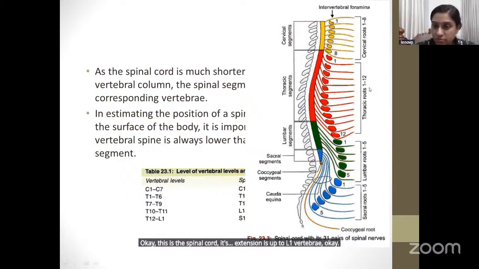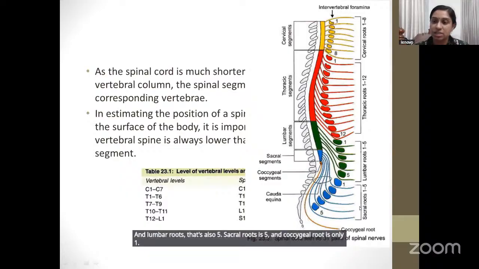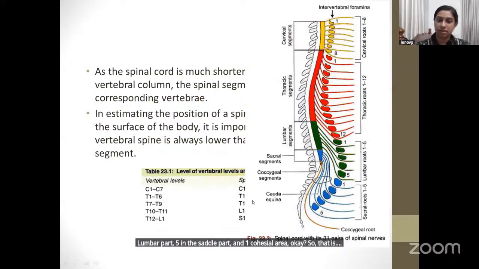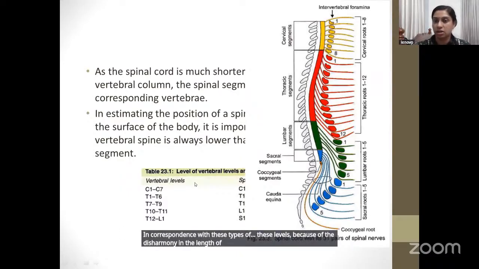Okay, these are the 12 pairs of spinal nerves in association with the thoracic region, and the lumbar roots are 5, sacral roots are 5, and the coccygeal root is only 1. So we have 31 pairs of spinal nerves: 8 pairs in the cervical part, 12 in the thoracic part, 5 in the lumbar part, 5 in the sacral part, and 1 in the coccygeal area. That corresponds to these levels because of the disharmony in the length of the spinal cord and the vertebral canal.